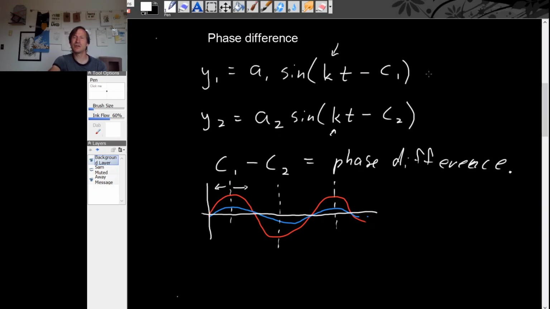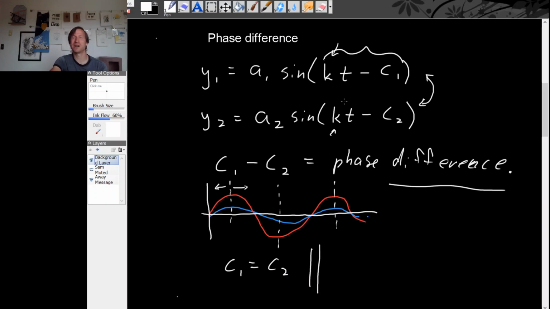So how could it be that these two functions have their peaks and troughs in the same place? Well, one way would be if these shifts were exactly the same. So one way to have these things match up is if C1 were just equal to C2. But another way to have the peaks and troughs match up is, right, sine is periodic. So if we shift what's inside this sine function by a period, an angular period, which is 2 pi, then these again will coincide.